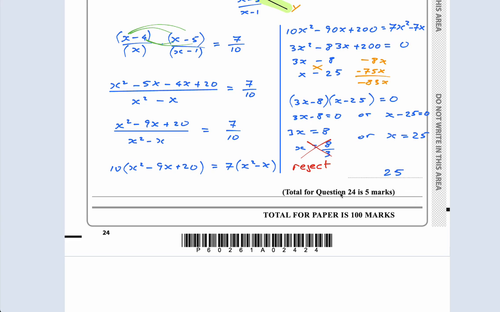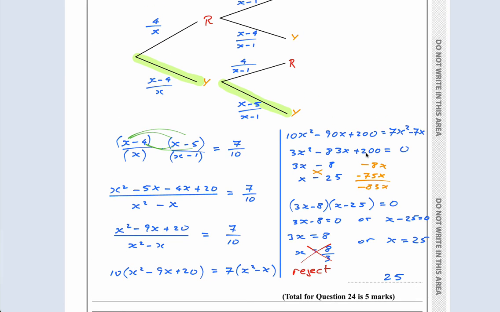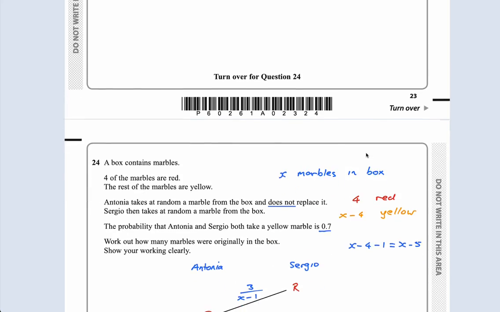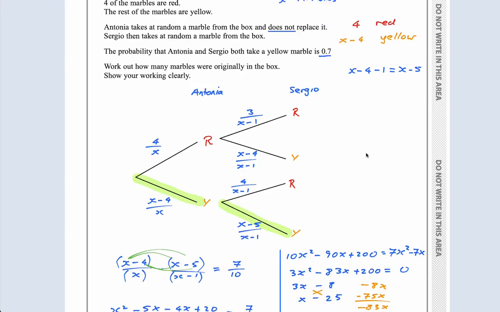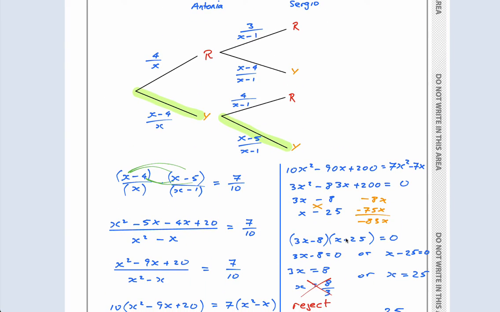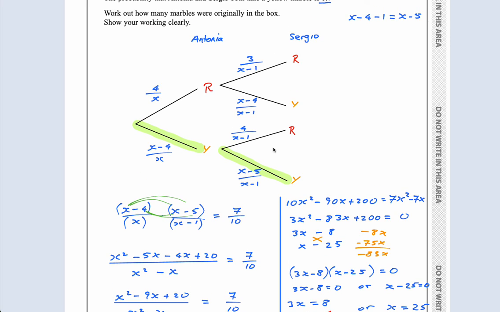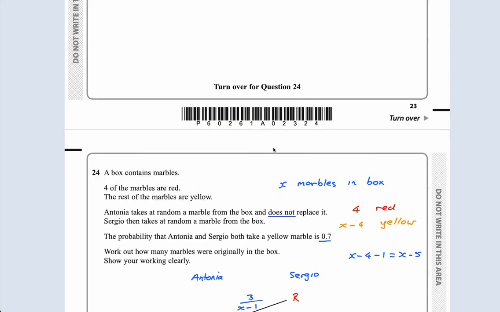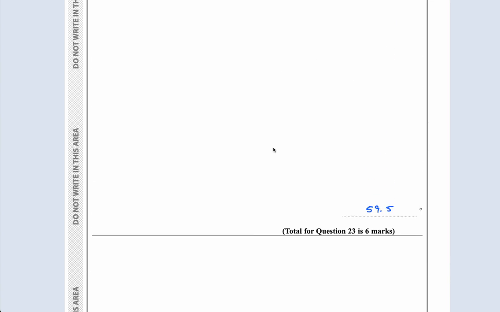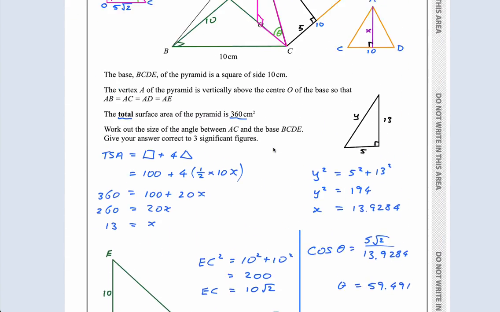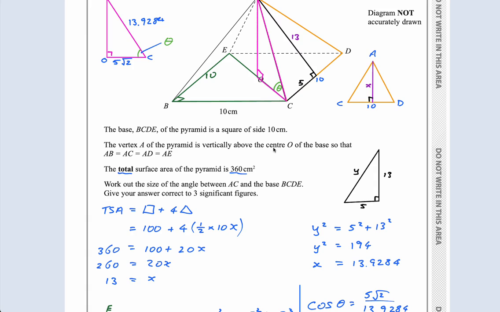Okay, that's it, finished, guys. Obviously, that's the last question of the paper, so it's supposed to be hard. That is a hard question, because just the quadratic alone is hard, but you need to create the quadratic from all this. Yeah, not gonna lie, very, very difficult question. 23 was a very difficult question, but overall, the paper, I think, was okay.